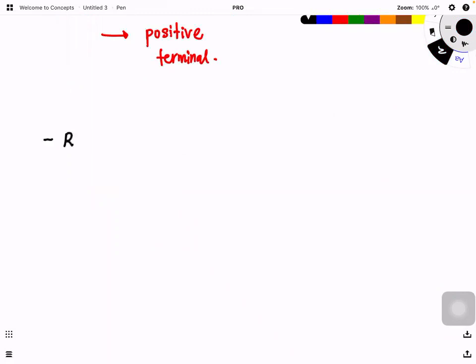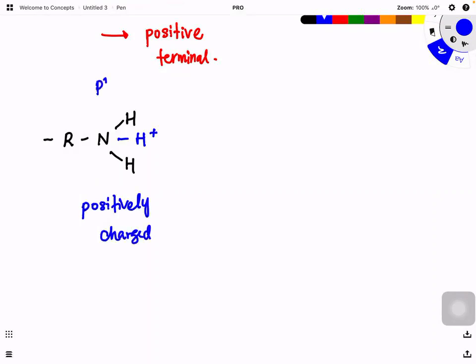So it's R. This is a positively charged R group. So at pH 7, if I increase the pH, let's say for example, from pH 7 to pH 8, how do we increase the pH? We add sodium hydroxide, for example. So we add OH minus.